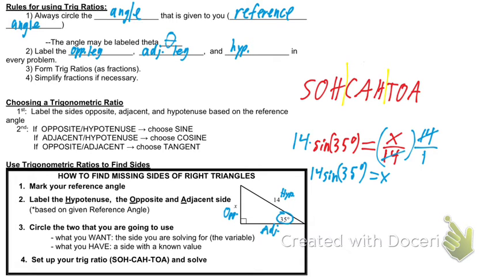14 times the sine of 35 degrees. Literally what you type into your calculator: 14 sine 35 parentheses. You type this in as you see it. That's the nice part about true scientific calculators. You can just type it in as you see it and it works.